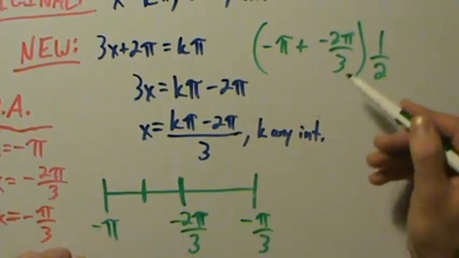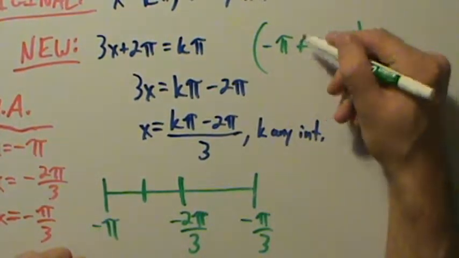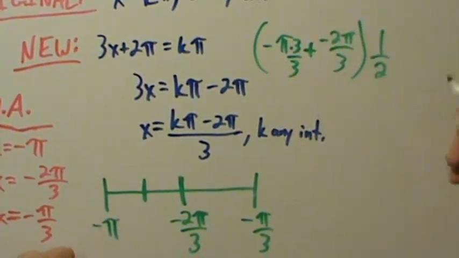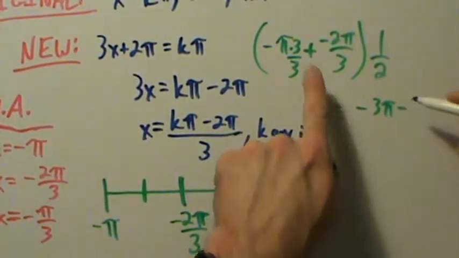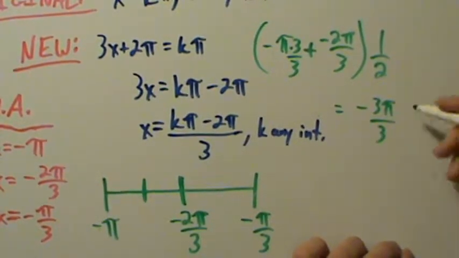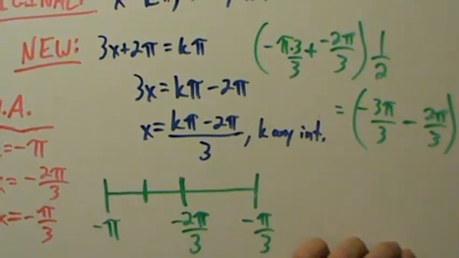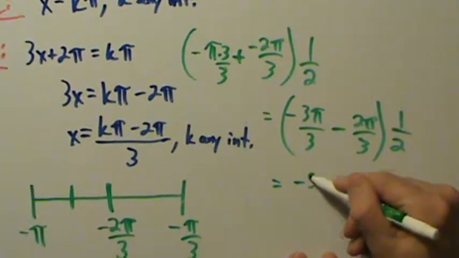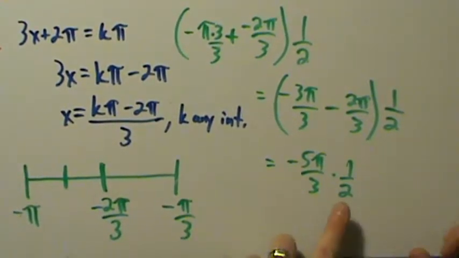Now we want to get a common denominator in here. So negative pi and then negative 2 pi over 3. Let's move the plus sign over, so we multiply this by 3 over 3. So this is really negative 3 pi, and then plus negative 2 pi means negative 2 pi. So first, negative 3 pi over 3, and then negative 2 pi over 3, and we still have times 1/2 out here. Then this is negative 5 pi over 3 times 1/2, so this whole thing altogether is negative 5 pi over 6.